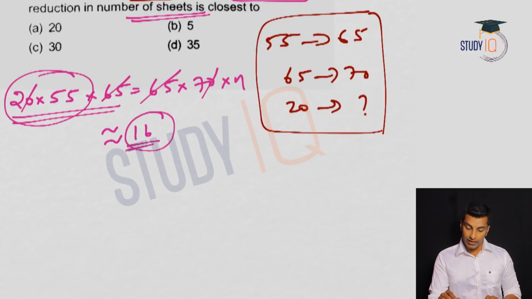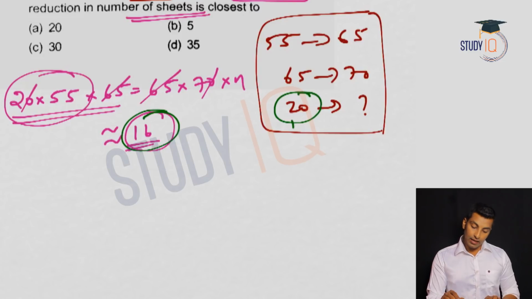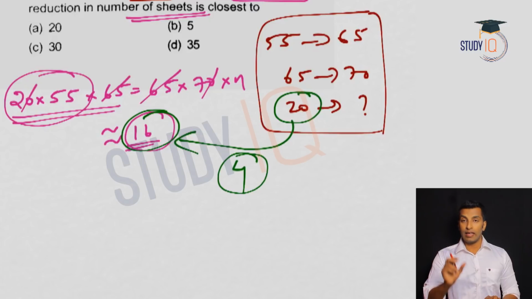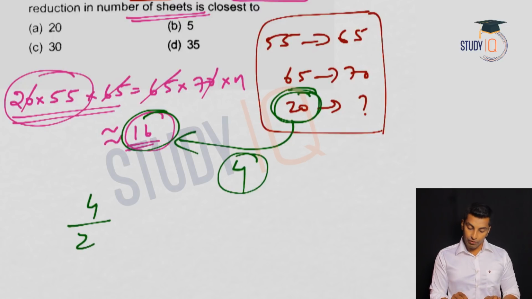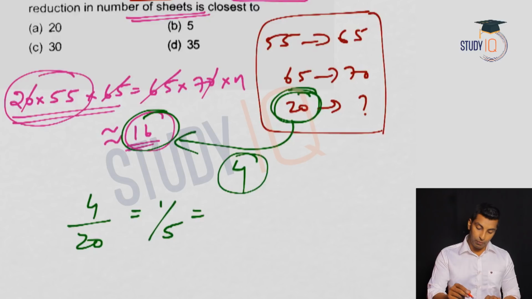Now, initially 20 pages, now 16 pages. So what is the percentage change? There is a reduction of 4. 4 is what percentage of 20? The absolute change is 4 on top of where the change happened, from 20. So 4 by 20, which means 1 by 5. If you need to convert into percentage, you multiply by 100. So 1 by 5 means 100 by 5, that means 20%.